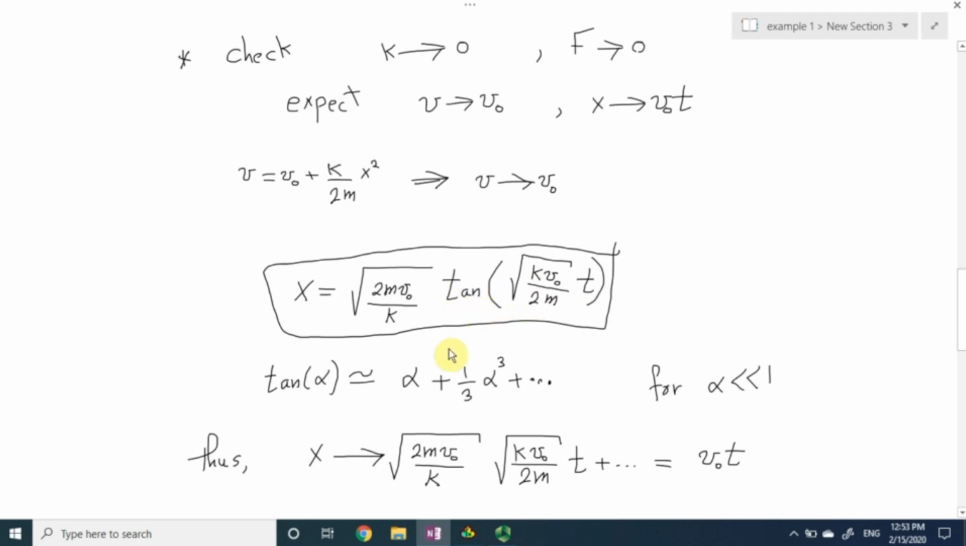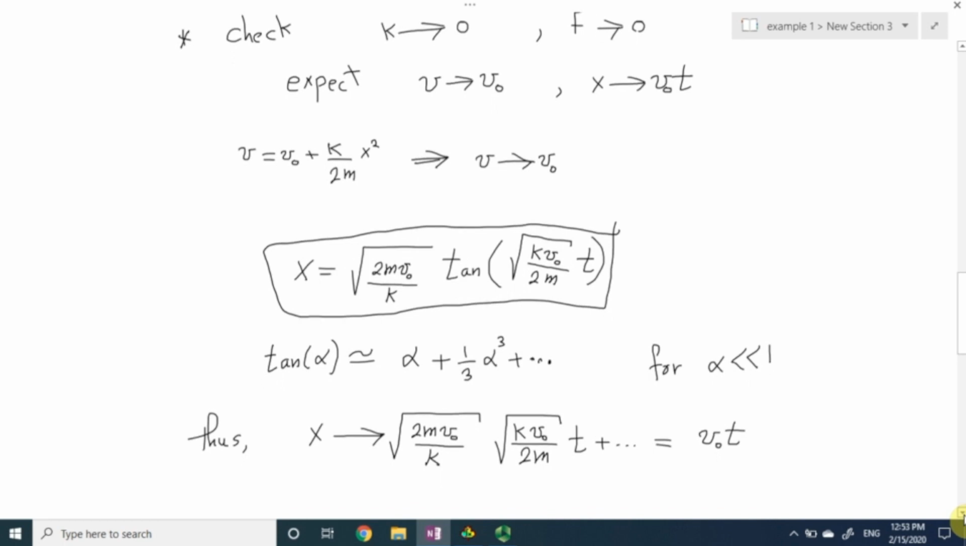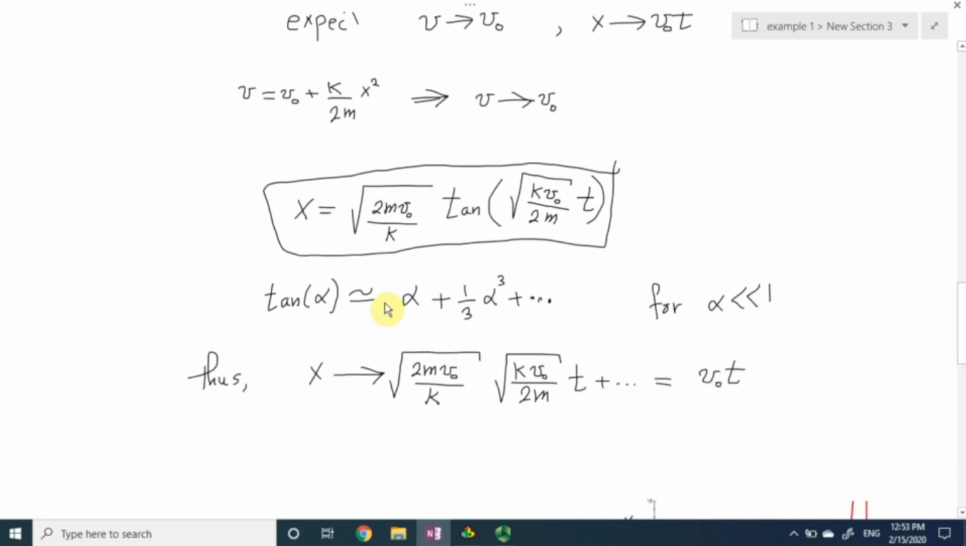So the tan, let's take only the first term in the expansion. So tan alpha is approximately alpha. Now by alpha, I mean the argument inside. So the whole argument inside the tan is substituted for alpha. So x will approach this constant in the front, times the argument inside. And that's square root of k v naught over 2m multiplied by t.